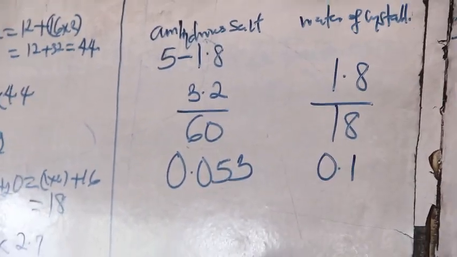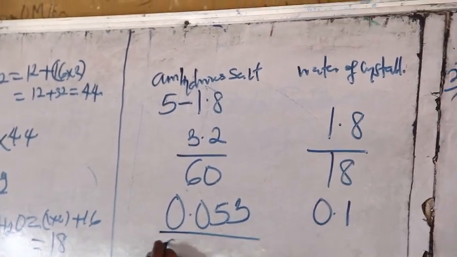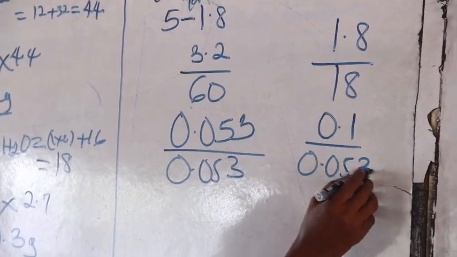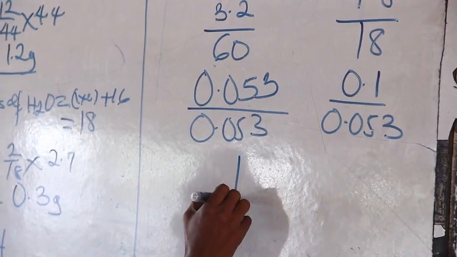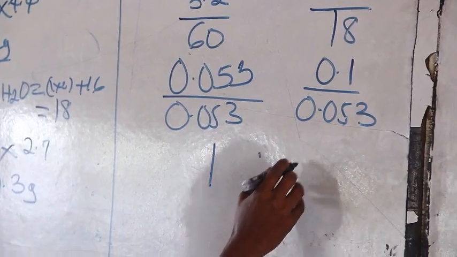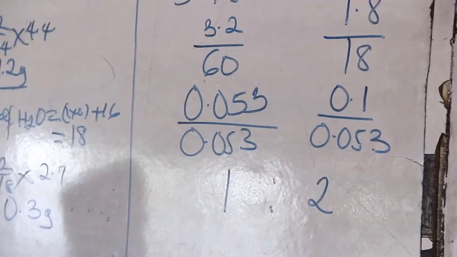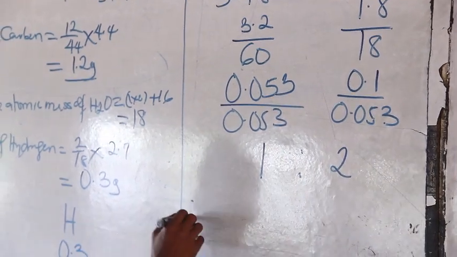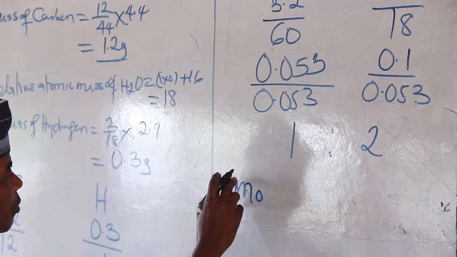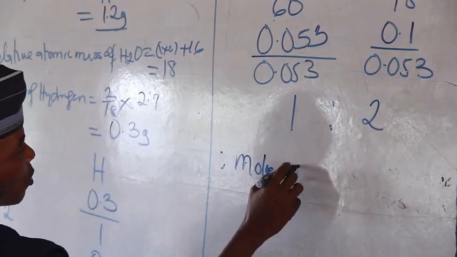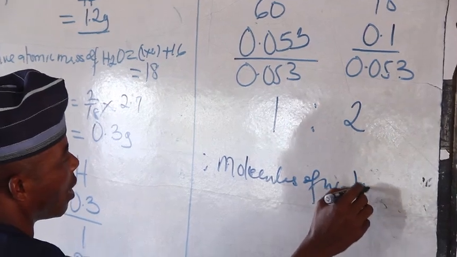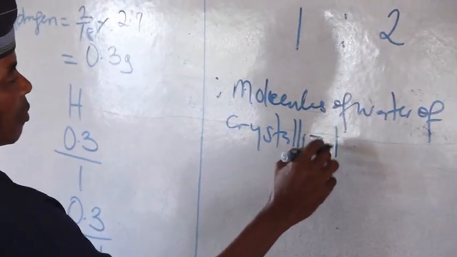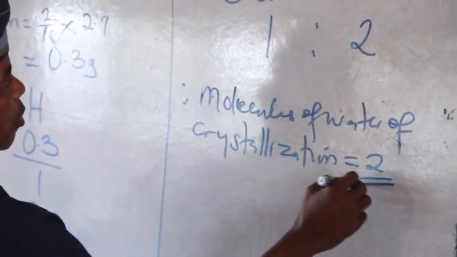Then which one is the smaller number? So divide by 0.053. 0.053 divided by 0.053 gives 1, and 0.1 divided by 0.053 gives about 2. It will give us 1:2. That means the number of molecules of water of crystallization will be 2. So you can say the molecules of water of crystallization is equal to 2.